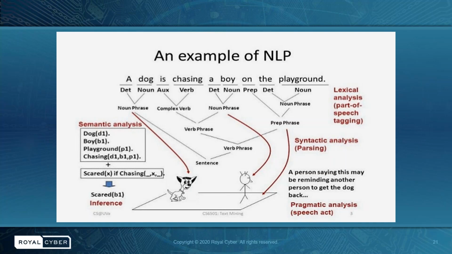Then we identify the verb phrase, which is chasing a boy. And there is a noun phrase, which is a dog. So this way, the complete sentence is created by the syntactic analysis.